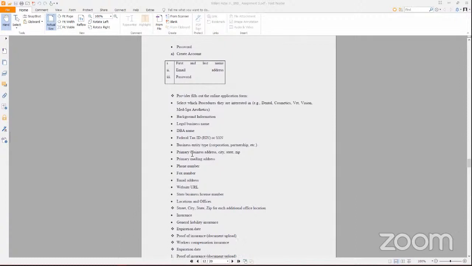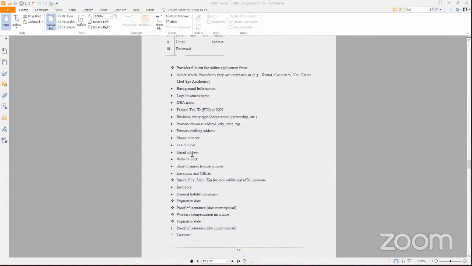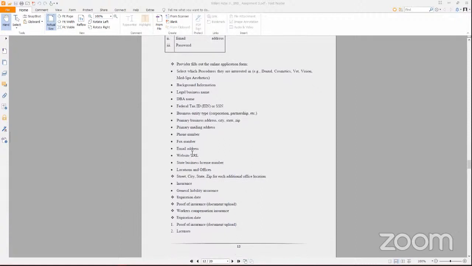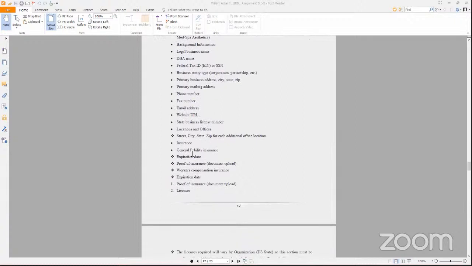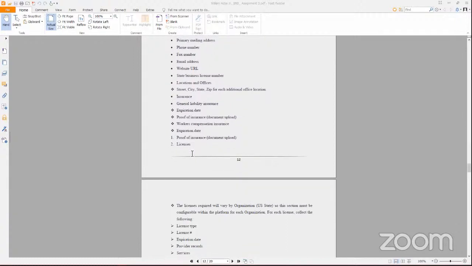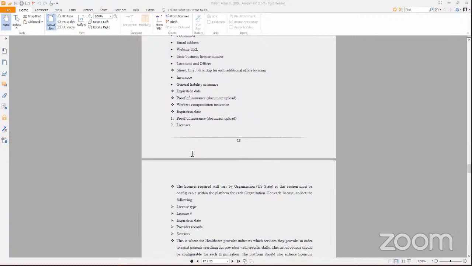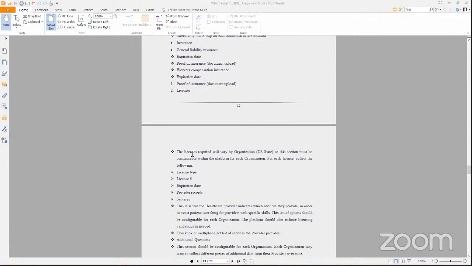We do a background check. You submit your background information: your legal business name, your DBA name, your federal tax ID or your social security number, your business entity type, your primary business address, primary mailing address, phone number, fax number, email address, website URL, your location, your street info, basically almost everything about your business, insurance, expiration date, your proof of insurance, and so on and so forth.